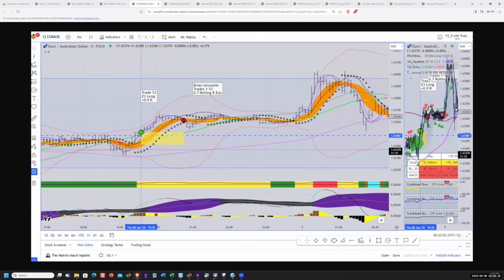Here's Brian on the Euro Aussie on 5 minutes. Very orderly 0.9, stays out of the chop. Doesn't get that one. So 0.9 on trade 53.